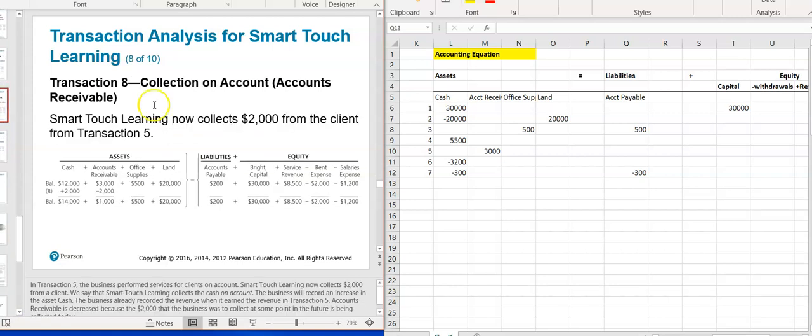All right. Number 8, they collected $2,000 from the client from transaction 5. So that's this $3,000 that's owed to us, and they collected $2,000 of that. All right, so they collected cash of $2,000, and it's coming out as accounts receivable, so it's going to go down by $2,000. Notice that everything took place on the asset side. I don't have to worry about anything on the other side because this nets out to 0.